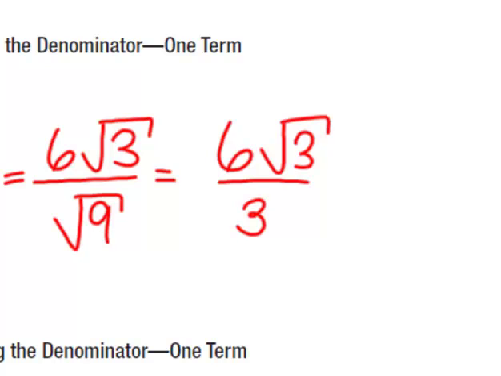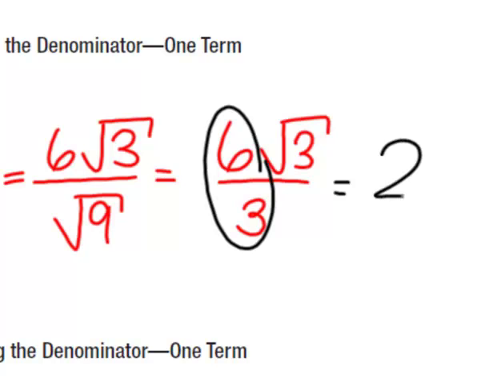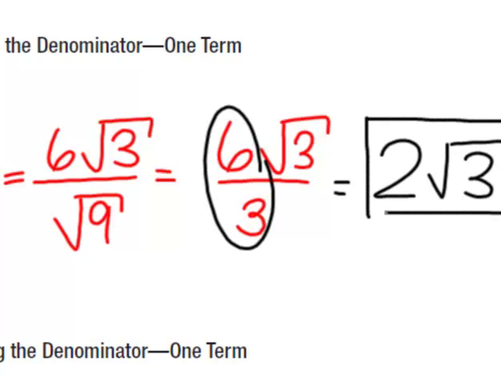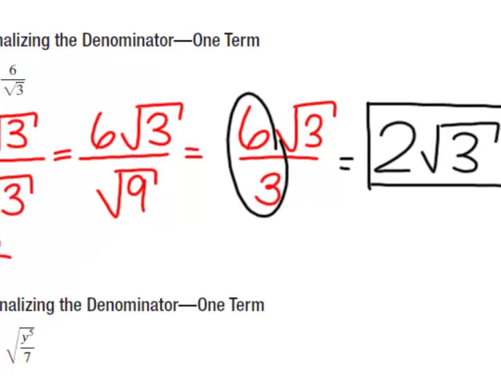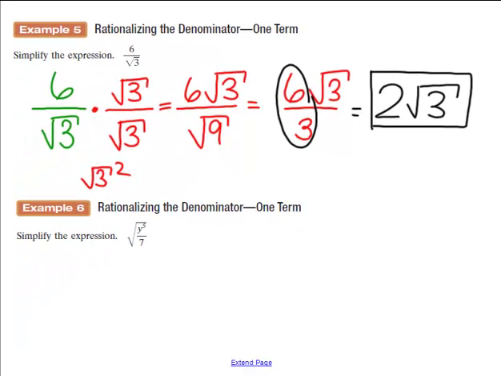And then double check to make sure that you cannot simplify anymore. These numbers out here can be simplified. 6 over 3 is just 2. So we end up with 2 root 3. No more fractions, nothing in the denominator. We have a simplified expression. You can type these in your calculator to ensure that they're exactly the same thing. 6 divided by root 3 is the same thing as 2 times root 3. Let's do the next one.